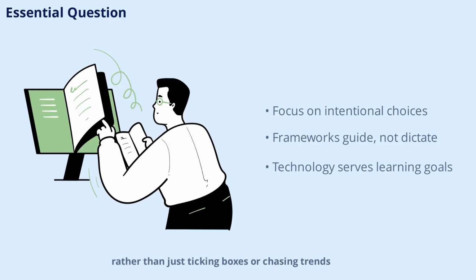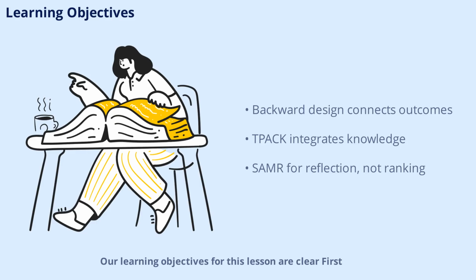or chasing trends. Our learning objectives for this lesson are clear. First, you'll learn to use backward design to connect outcomes, evidence, activities, and resources. Next, you'll explain how technological, pedagogical, and content knowledge interact in the TPACK model. You'll also use the SAMR framework as a tool for reflective practice, not as a hierarchy of instructional quality. Finally, you'll apply UDL and ICT competence perspectives to improve accessibility, learner agency, and your own professional practice. These objectives will guide our journey through the frameworks.